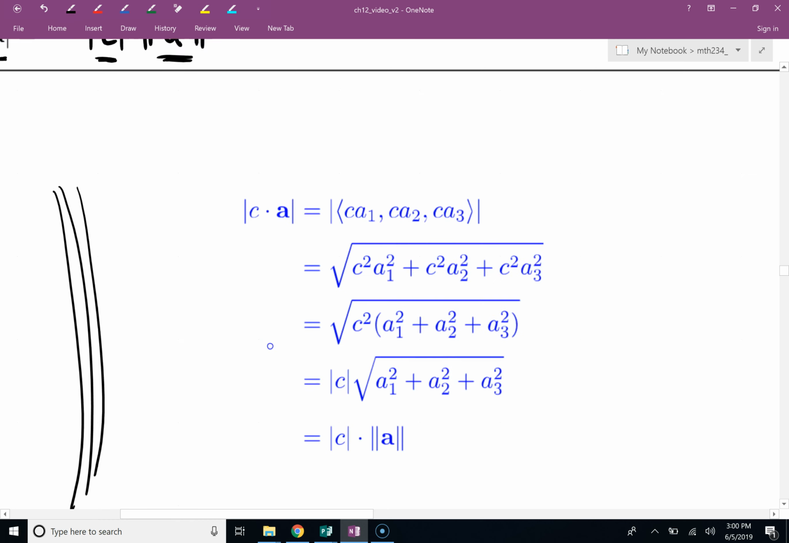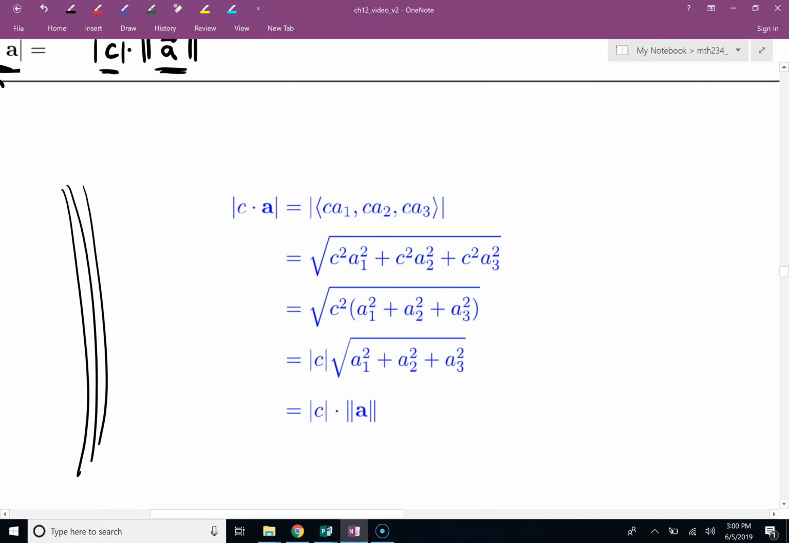So we have some scalar multiple c, and we're multiplying it by some vector a. The first thing is, well, we know what scalar multiplication looks like, so we can go ahead and distribute the c to each piece. Then we could take the magnitude of this vector, right? So we square each component, sum them together, and throw them under the square root. That was the definition for the magnitude of a vector that we brought up in our last video.